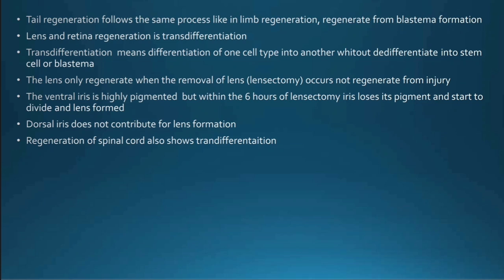Regenerates from blastema formation. Lens and retina regeneration is transdifferentiation. Transdifferentiation means differentiation of one cell type into another without dedifferentiating into a stem cell or blastema. The lens only regenerates when removal of the lens, lensectomy, occurs, not from injury. The ventral iris is highly pigmented, but within 6 hours of lensectomy the iris loses its pigment and starts to divide and the lens is formed. Dorsal iris does not contribute to lens formation. Regeneration of the spinal cord also shows transdifferentiation.